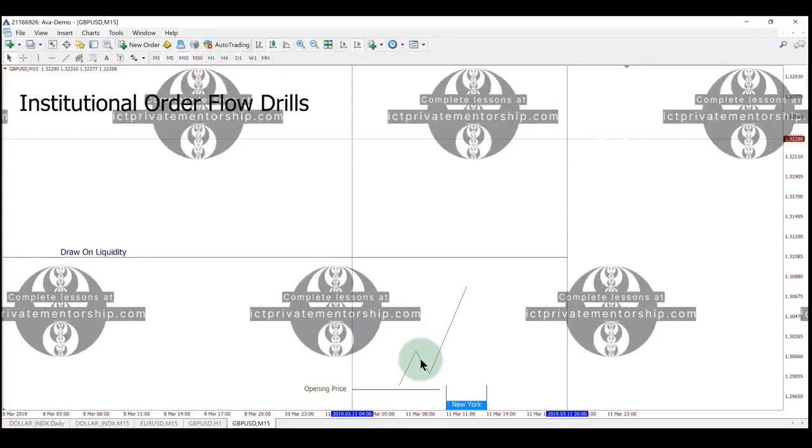And I'm going to anticipate price dropping down inside of the New York kill zone to fill in some measurable inefficiency. Now, it could be, like I said, as small as 2 or 3 pips or as much as 10.